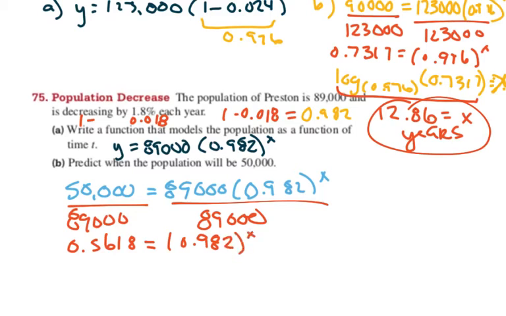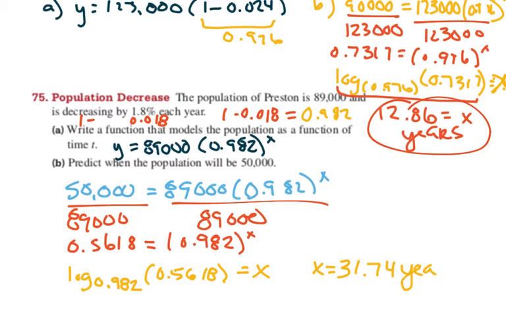And so if we rewrite this as log, it's going to be log base 0.982 of 0.5618, and that's going to equal x. So apparently we're going to have that population in 31.74 years. Okay. Barring any pandemics.